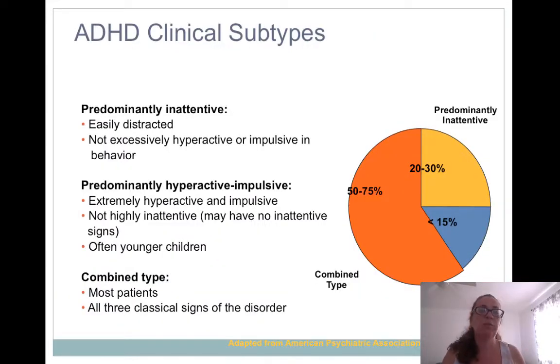All right, so there are subtypes of ADHD. Predominantly inattentive, predominantly hyperactive-impulsive, and then a combined type. Most kids are the combined type, so they have some inattention and some hyperactivity. 20 to 30% are predominantly inattentive, so they're easily distracted, but they're not excessively hyperactive or impulsive, so they don't have that energy, that inability to follow the rules.